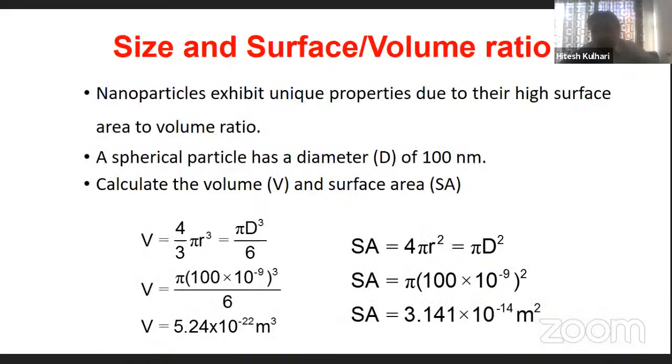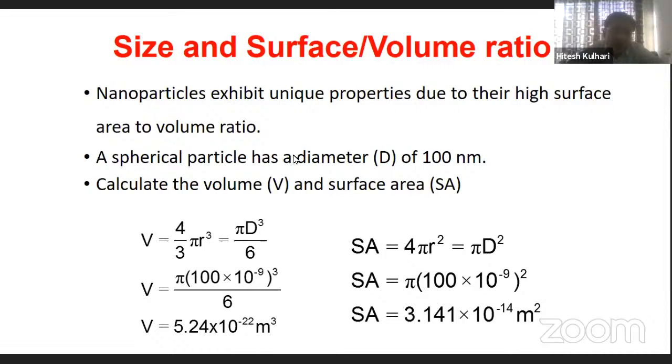Now, the most important thing, as I told, is why we are looking more at nanoparticles and why they are becoming more important: because of the high surface to volume ratio, particularly at 1 to 100 nanometers in size. Here is an example showing how the volume and surface area change for a particle having a diameter of 100 nanometers.